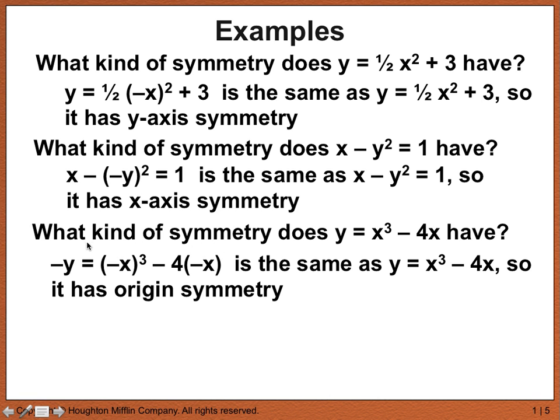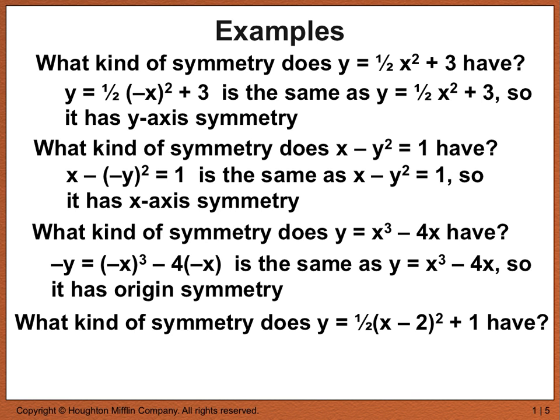Algebraically, what I'm circling right now, the equation -y equals (-x) cubed minus 4 times (-x), is the same as y equals x cubed minus 4x. You can prove that to yourself by doing the math. On the left, you end up with negative y equals negative x cubed plus 4x. Then you just multiply everything by negative 1 and you get y equals x cubed minus 4x. These equations are equivalent. Therefore, y equals x cubed minus 4x has origin symmetry.